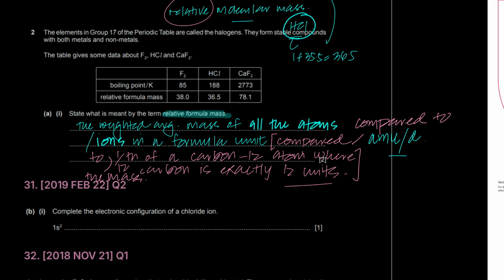So you should know the definition of relative formula mass as well as relative molecular mass, the one that I've taught, the weighted average mass. Don't write sum of the relative atomic masses. That was just O levels. Sorry. So that's it, guys. Any questions?